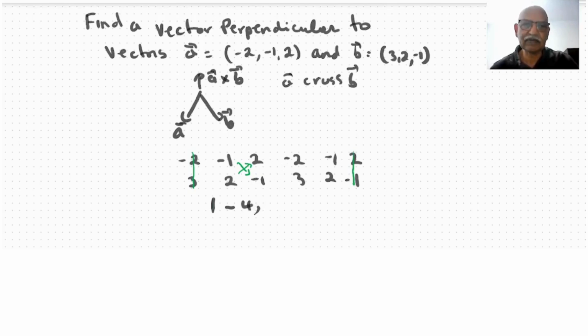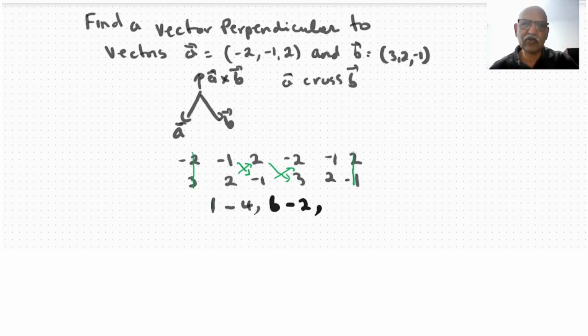Then we say negative 1 times negative 2 and 2 times 3. So downwards always first. 2 times 3 is 6. Take away negative 1 times negative 2, which is 2.